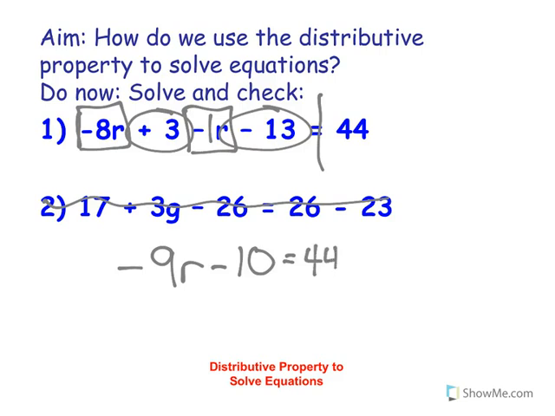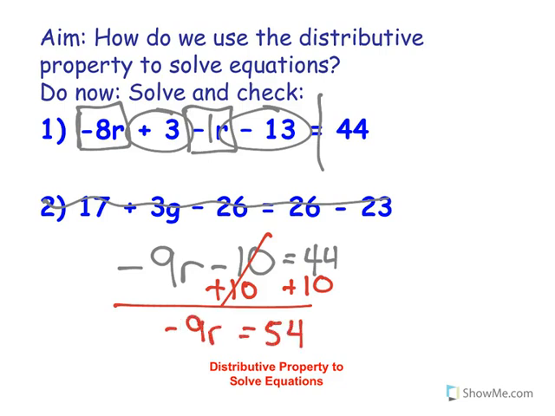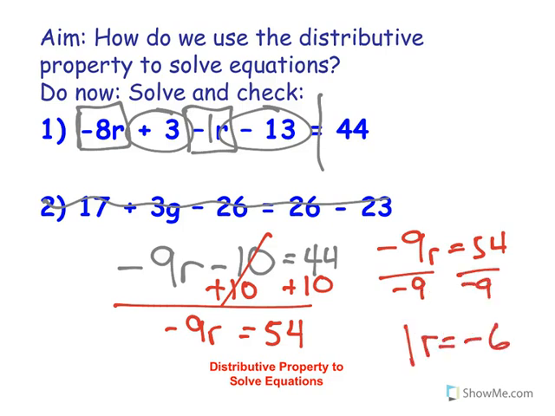So it's a nice simple two-step equation. Negative 9r minus 10 is equal to 44. I will add 10 on both sides so I can isolate the variable negative 9r. It gives me negative 9r equals 54. I'll bring that up here. If negative 9r equals 54, I can divide both sides by negative 9. And I get r is equal to negative 6.